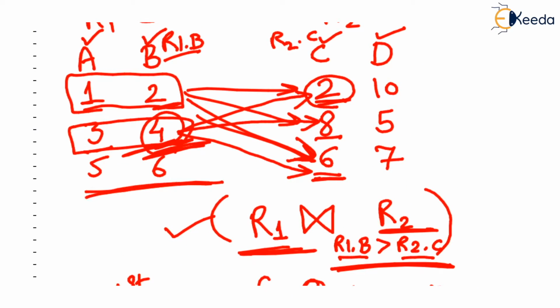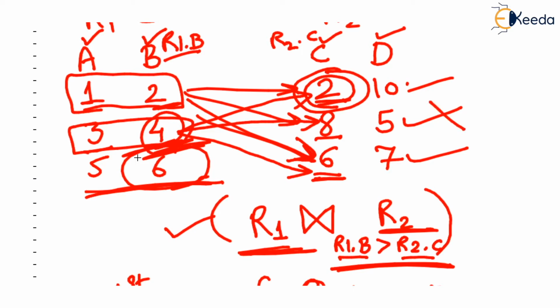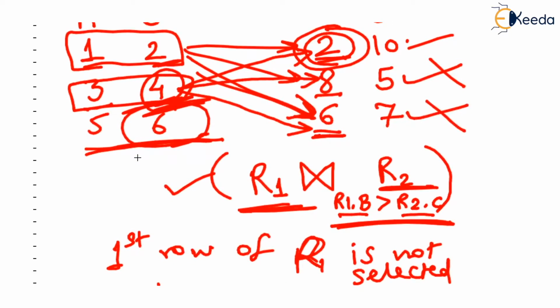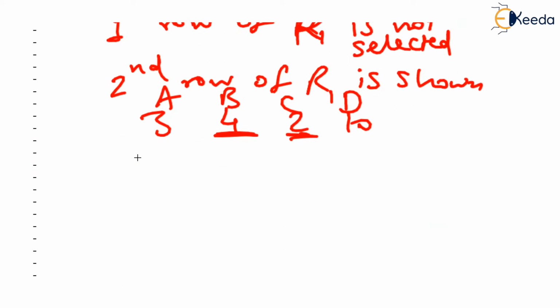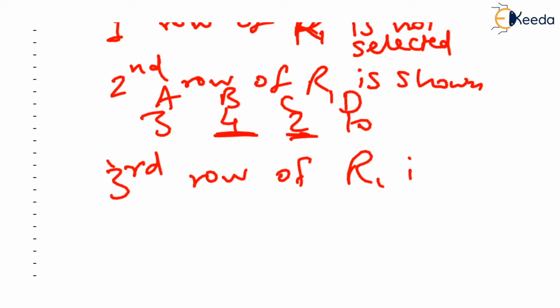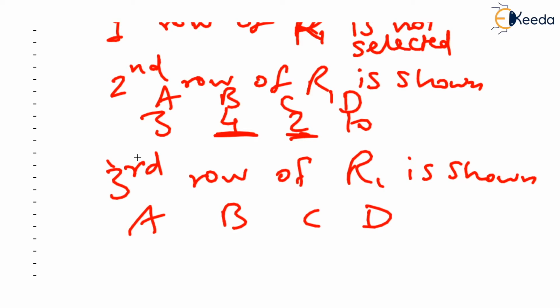5, 6. When joined with 2, 10, 8, 5, 6, 7, you can see that this 6, R1.B, is greater than R2.C here. But then it is false for the remaining two rows. B is not greater than C. But the condition is true at least for one of these rows of R2, of course. So the third row of R1 is shown. And what's the output? Under A, B, C, D, the output will be 5, 6 shown with 2, 10.